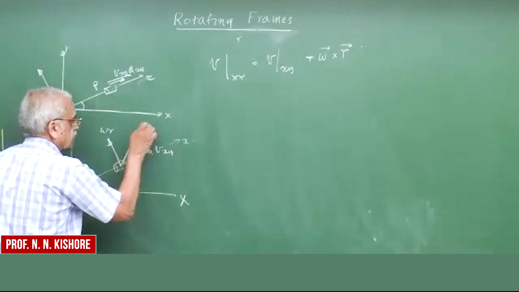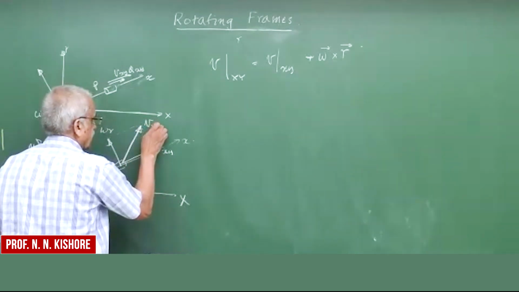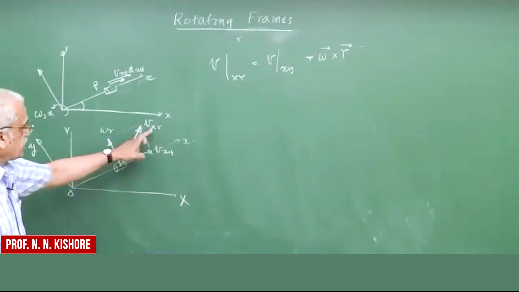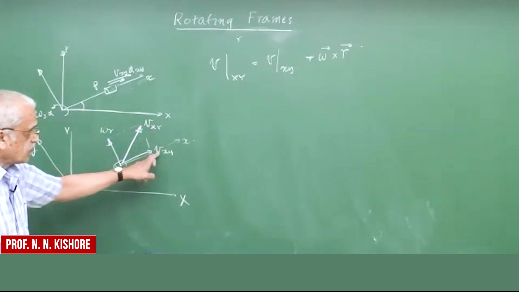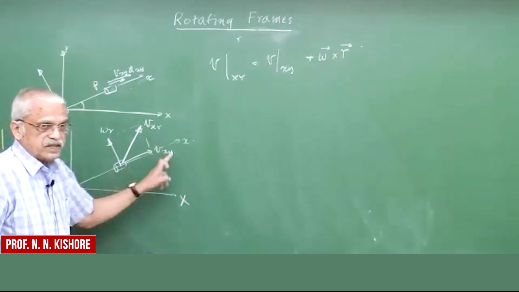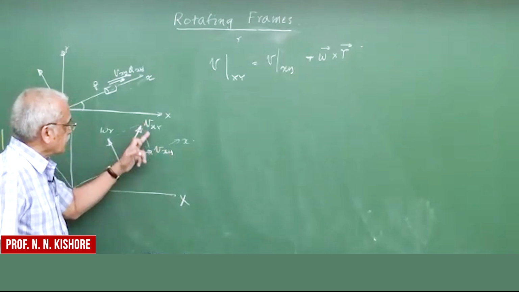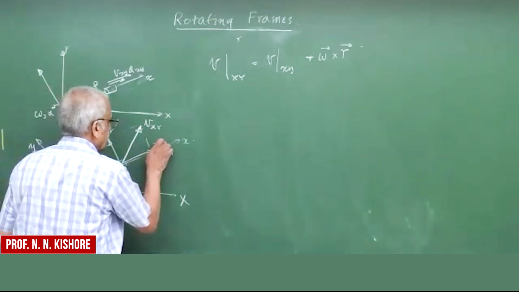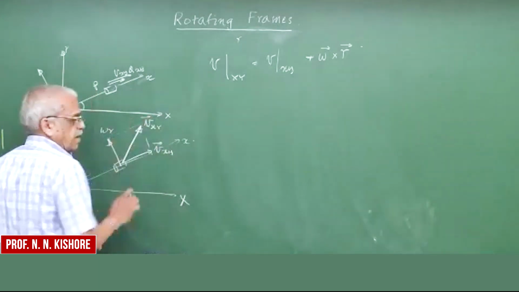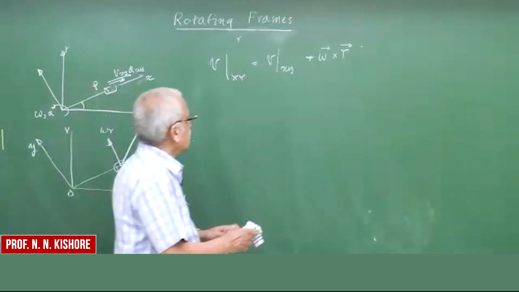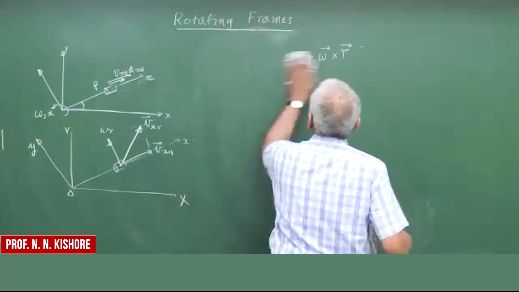So this is v big XY. The big XY is the observation made in the rotating frame, and then a correction factor omega r. So together they will add. These are all vectors. Okay, so this is as far as the velocity is concerned.